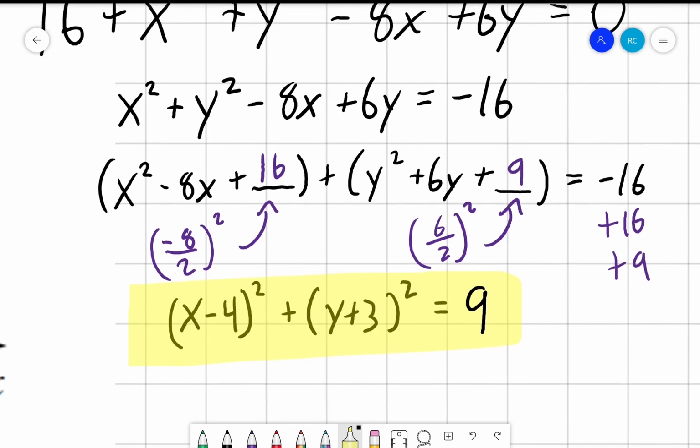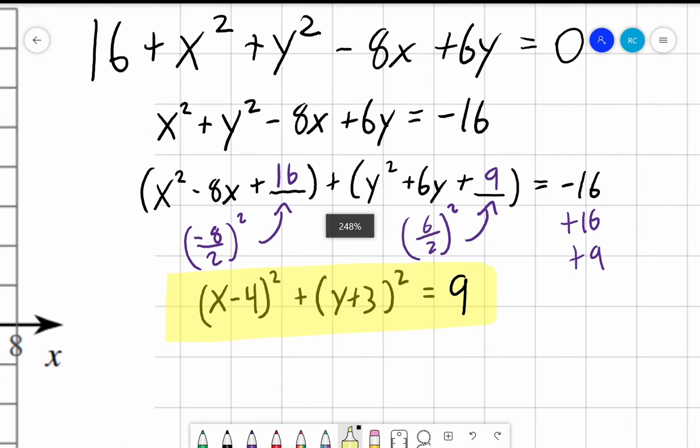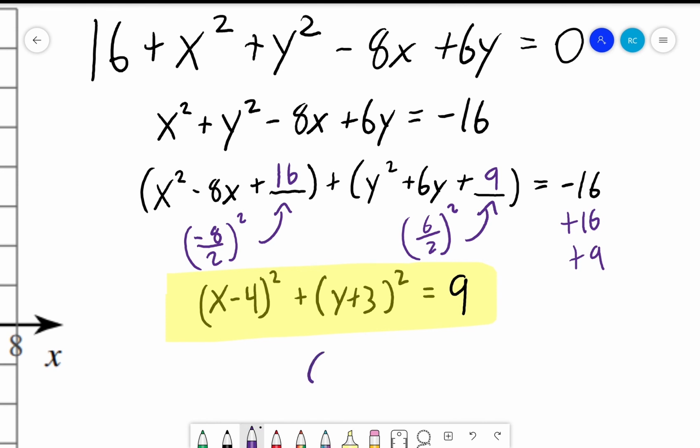And hey, what's the center and the radius? Well, let's write that down too. The center looks like it is +4, -3. And the radius, well, if 9 is r squared, then r is 3.